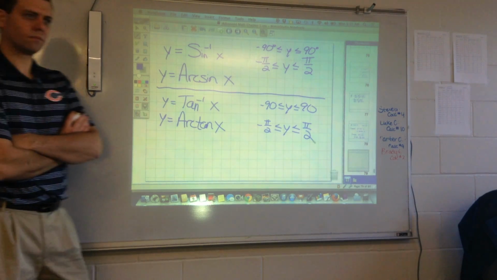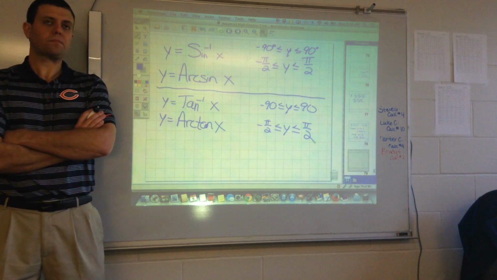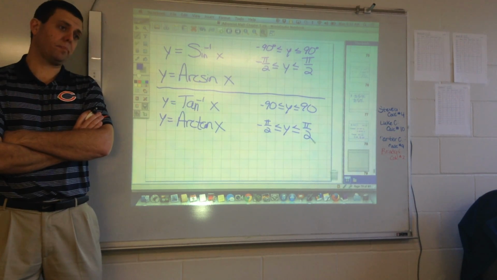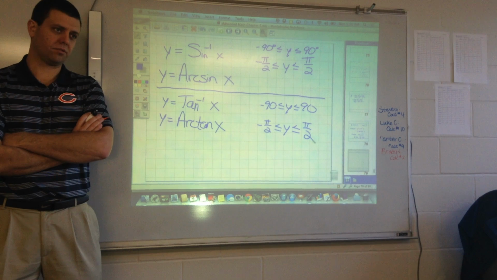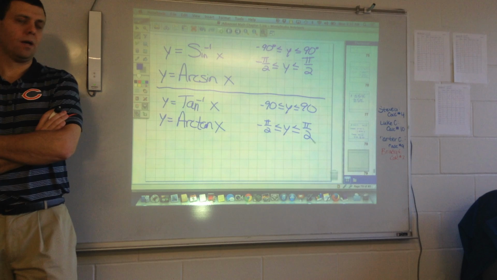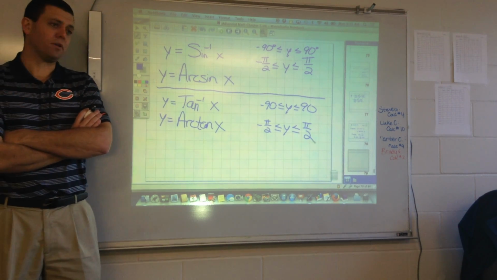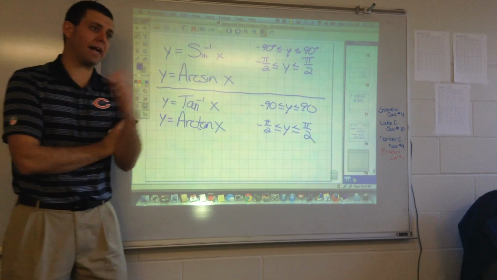Do we need to be in a certain mode? Like, does it matter what mode we're in? Well, it probably honestly depends how well you know your trig values. Okay? If you're going to use your calculator a lot, you'll probably want to be in degree mode, but you might have to convert your answer then back to radians.